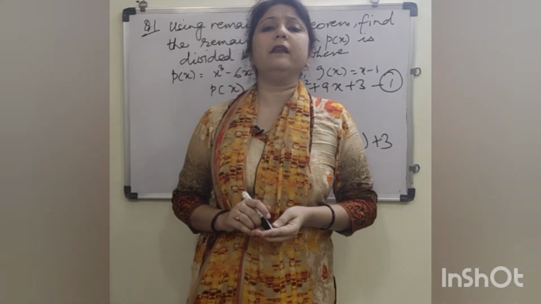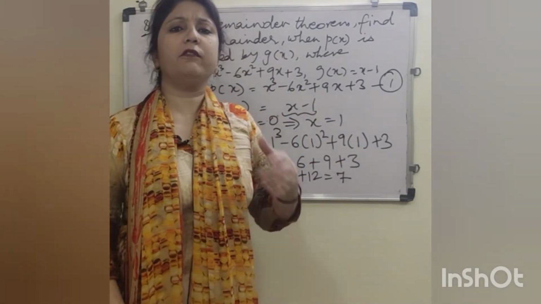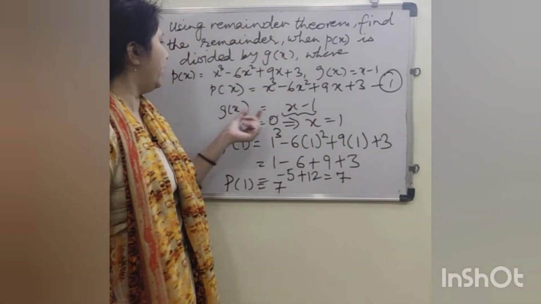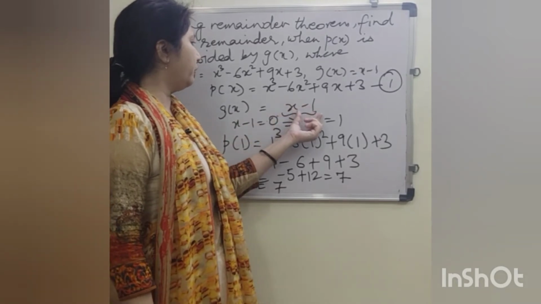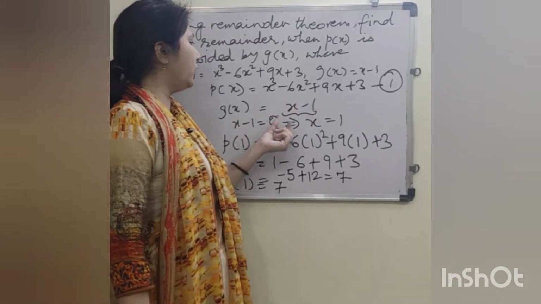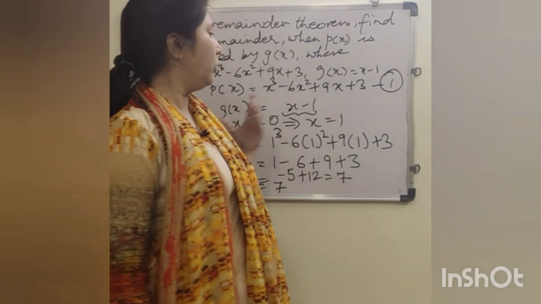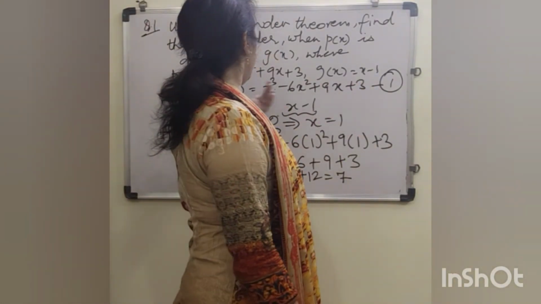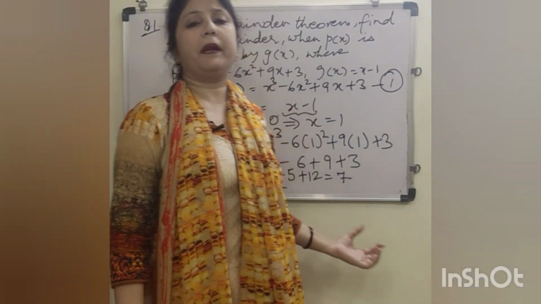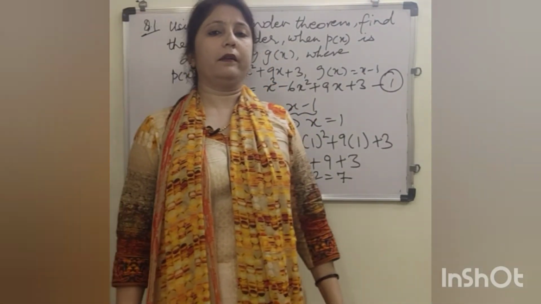Your remainder is 7. What have we done? We have substituted G(x), that is whatever x minus 1 in this question, taken as 0. So you have obtained x is equal to 1. On both the sides we have put 1 in P(x) and obtained the remainder.